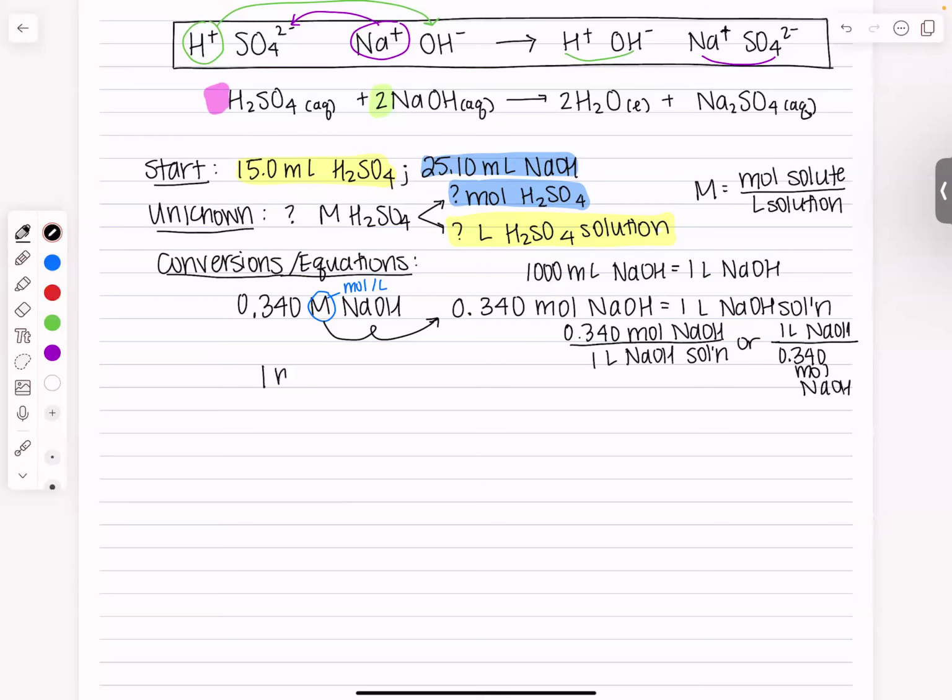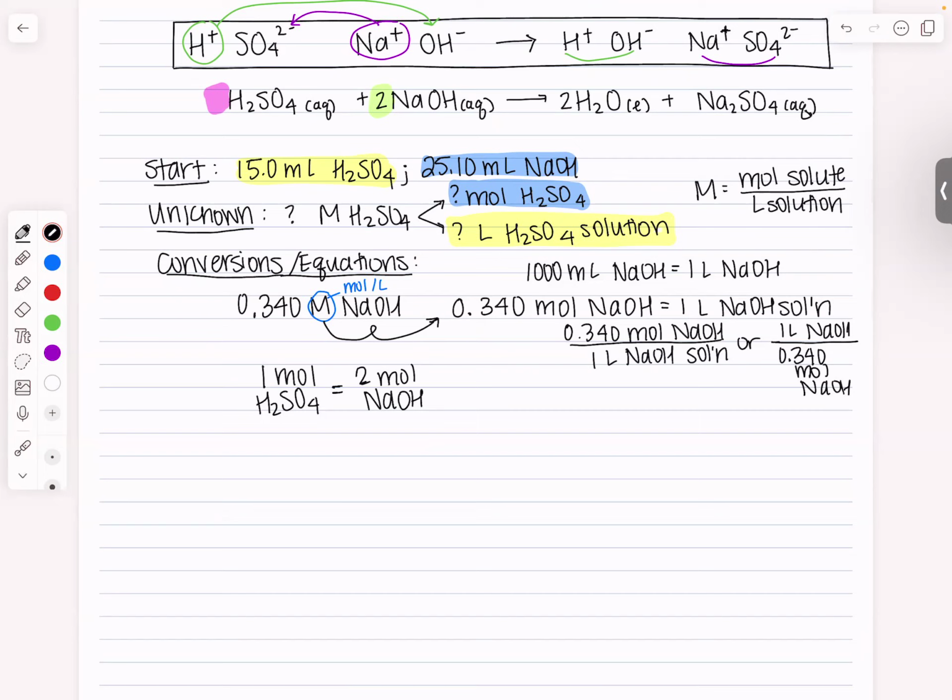So for every 1 mole of sulfuric acid in my reaction, I have 2 moles of sodium hydroxide. Now, if you're doing a lab for this and you have hydrochloric acid and sodium hydroxide, it would just be 1-to-1 here. It's important to still write it out though, because you're showing me that you understand the mole ratio is needed to solve a titration problem.